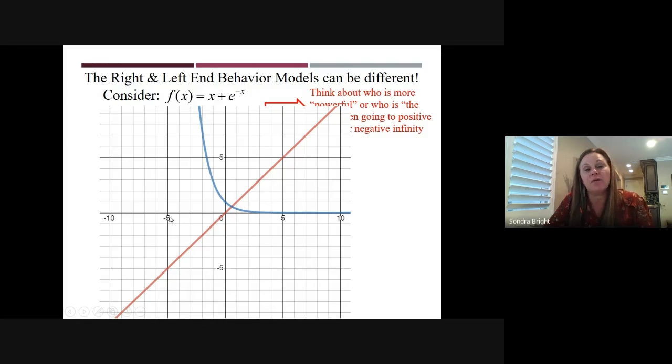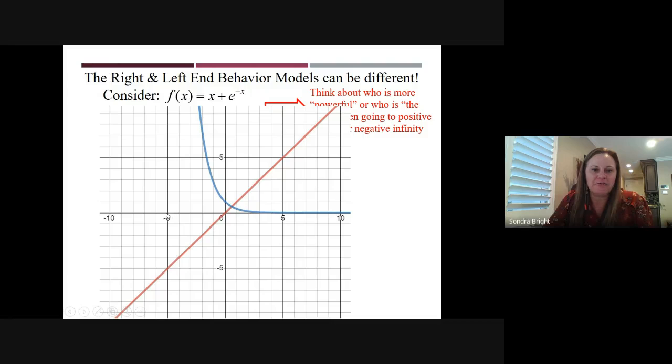For the left end behavior model, I'm looking as x goes to negative infinity. Hopefully you can see that y equals x is going to negative infinity. On the graph of y equals e to the negative x, I'm going to positive infinity. But do you see that even when x is negative 2, your y equals x graph is negative 2, but your e to the negative x is e squared. That's almost 9, right? Well, not quite, but yeah. All right, so it's bigger.